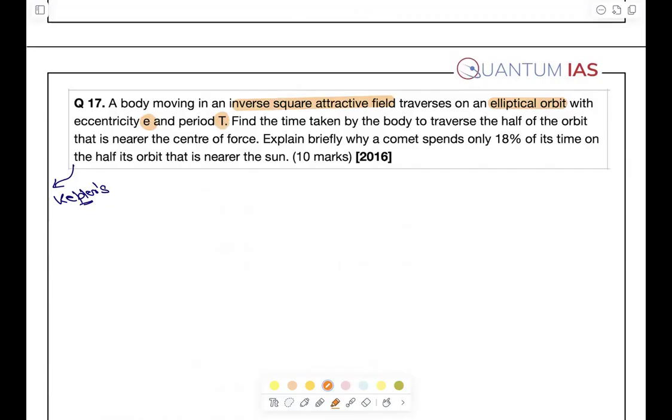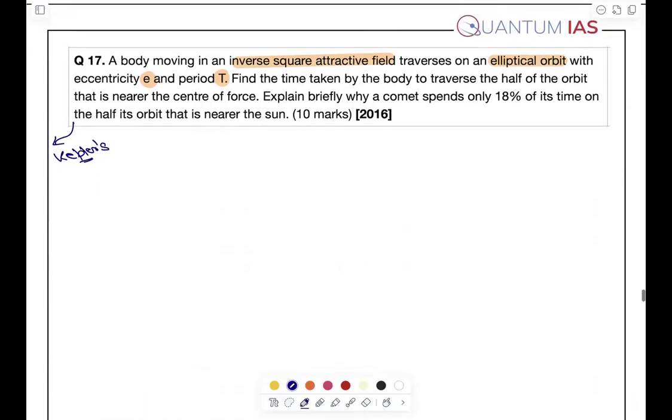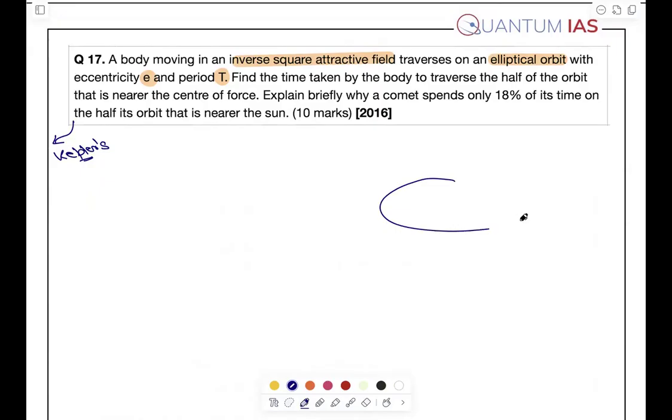So two things are given here, eccentricity e and time period T. Let's understand this, that according to Kepler's first law, the orbit of the planets are elliptical in nature such that the sun will be one of its foci. So let's say the sun is here and the planet is going to traverse on this path.